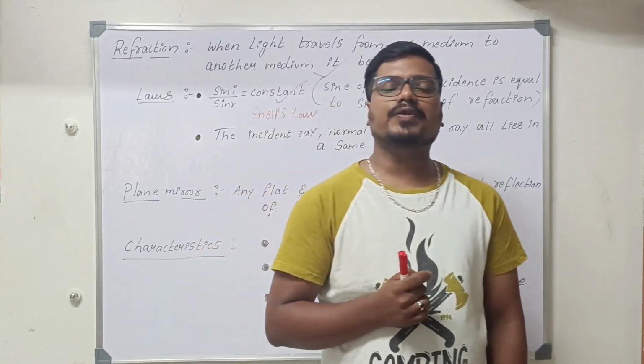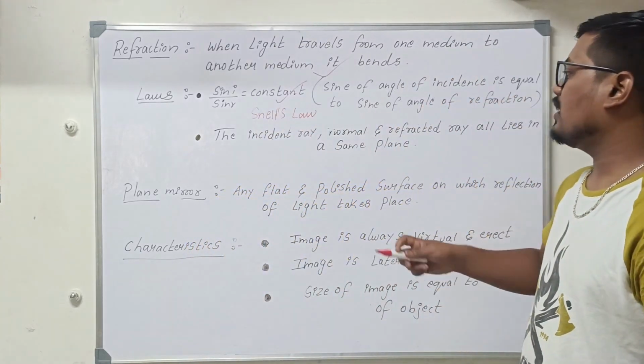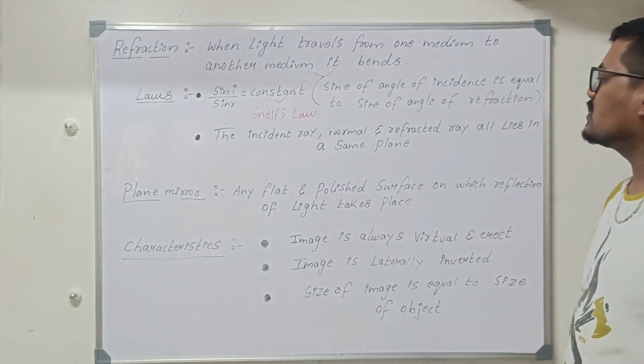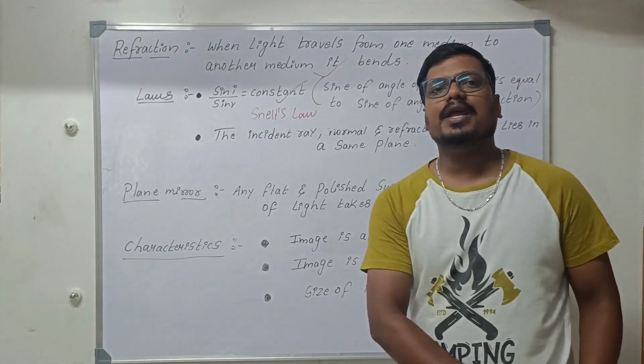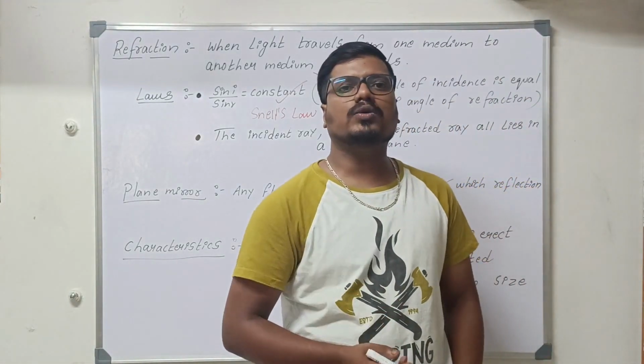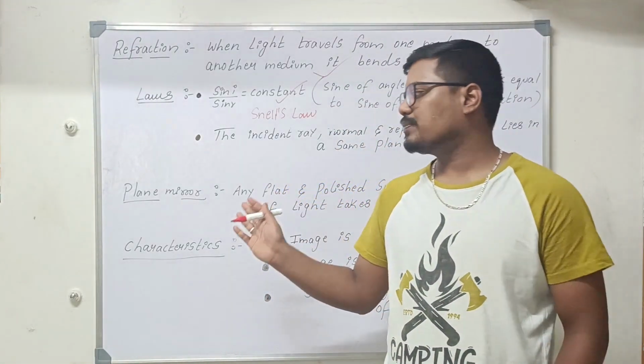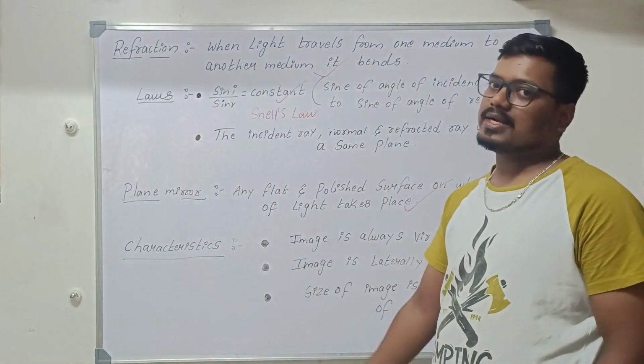So what is the definition of a plane mirror? A plane mirror means any flat and polished surface on which reflection of light takes place. Meaning the light has to bounce back. If it is bouncing back, that type of mirror is called a plane mirror.